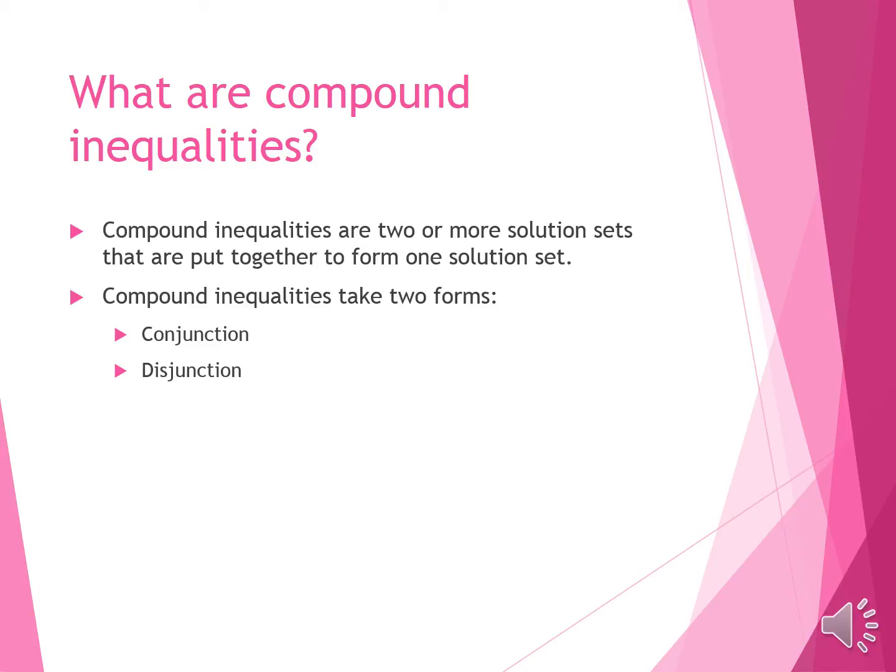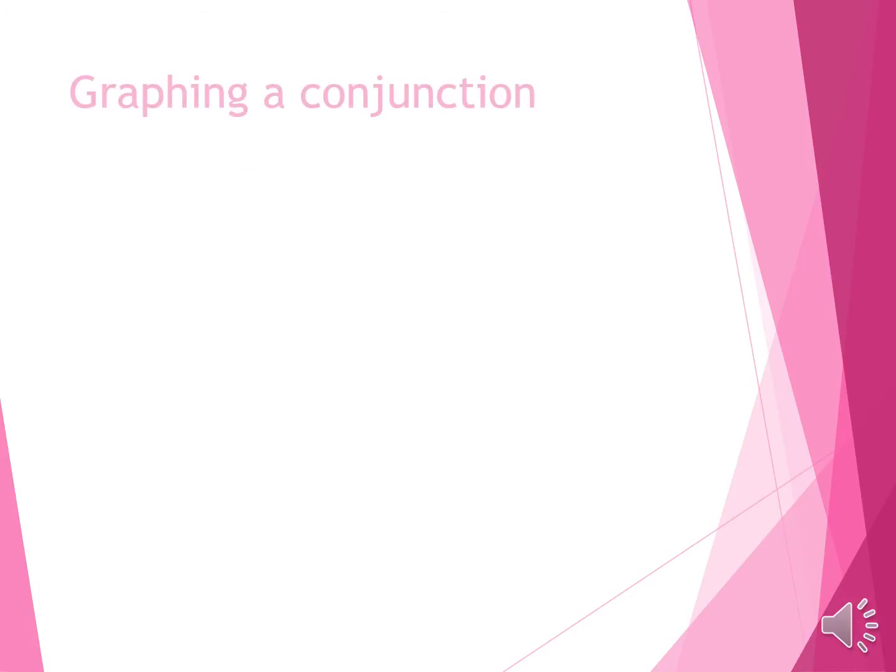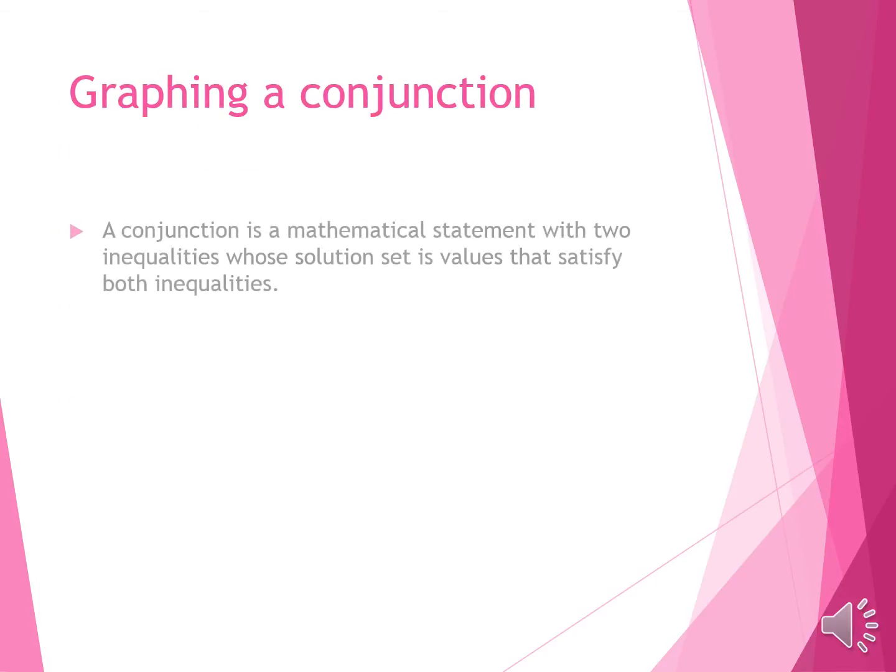Think of your English classes with conjunction and disjunction because it will kind of tie it in when you're dealing with the math on this one. Before you graph any conjunction or disjunction, you must solve both of the inequalities involved separately. Graphing a conjunction is a mathematical statement where the solution set satisfies both inequalities.